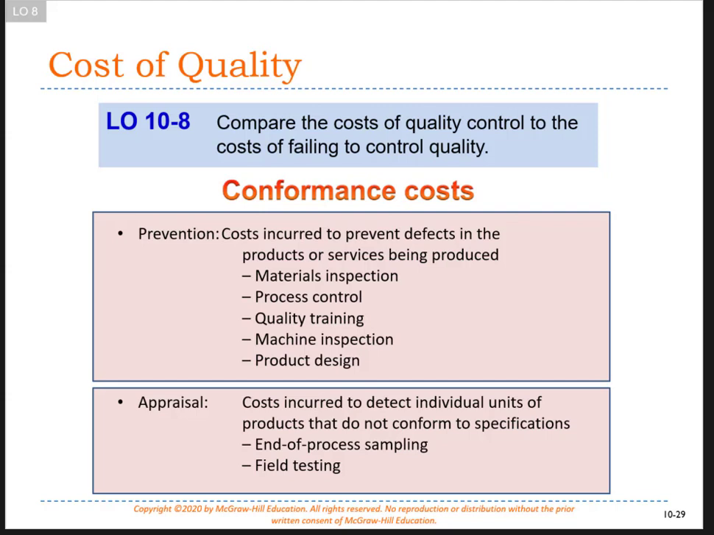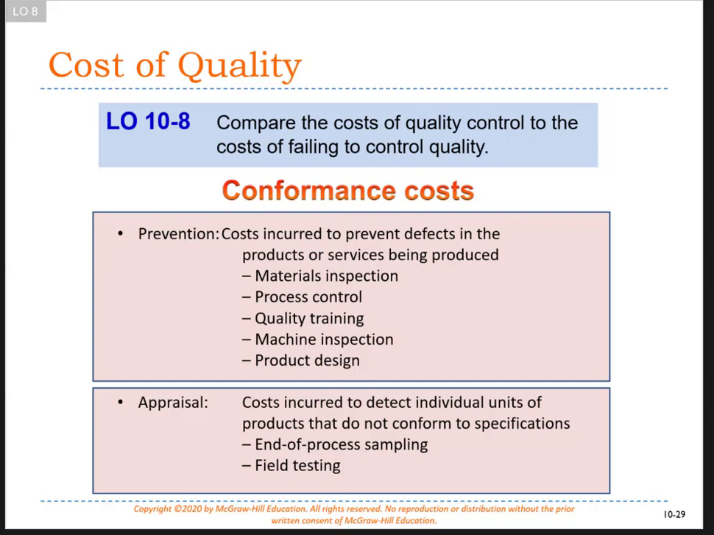The costs to prevent. What do we do to make sure that we conform to our high quality standards? We might have to inspect materials. We might have to change our processes. We might have to train people, okay? Inspect machines, okay? All of those things cost money, all right? With the idea of increasing our conformance. We also may do other inspections of the actual product.